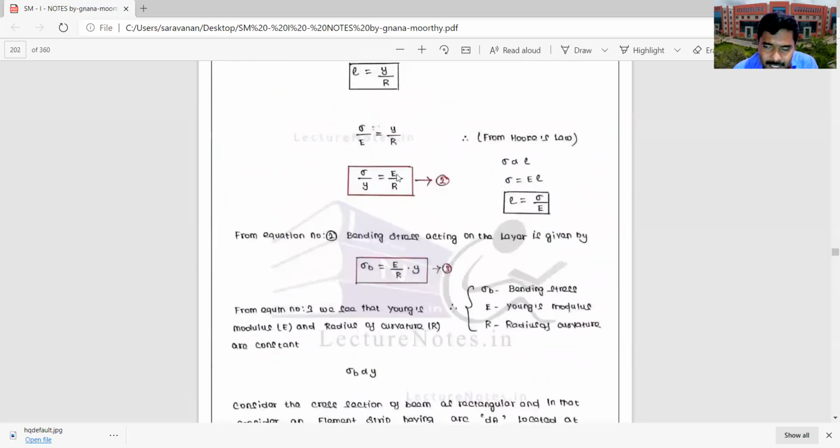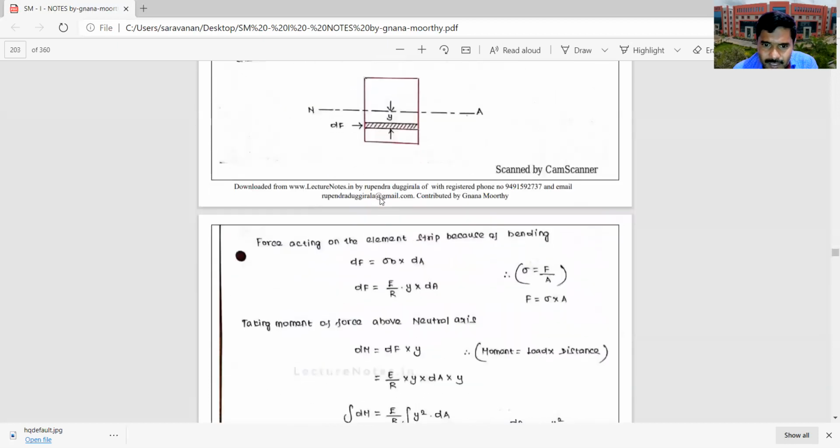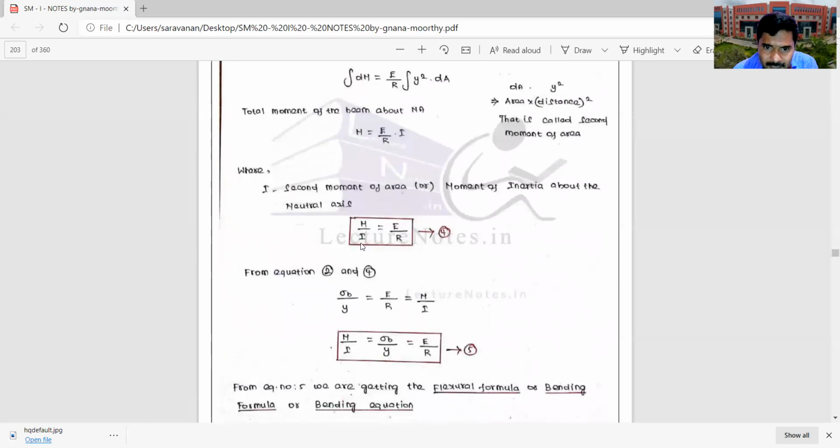Sigma by y is equal to E by R. What is the fourth equation? M by I is equal to E by R. E by R is common. So if you equate these two, from equation 2 and equation 4, you will get sigma B by Y is equal to E by R is equal to M by I. Or M by I is equal to sigma by Y is equal to E by R, right?